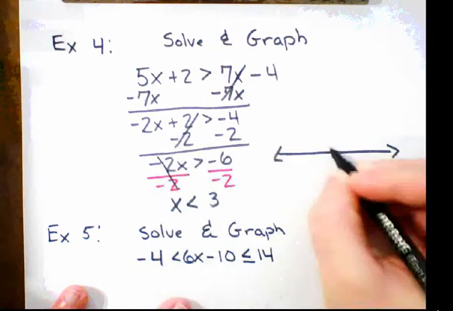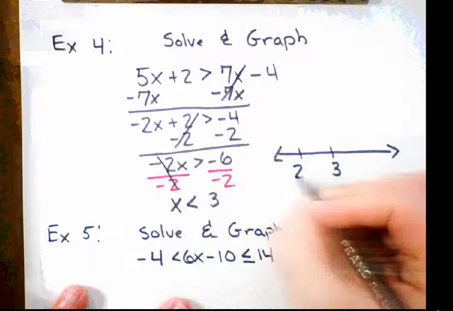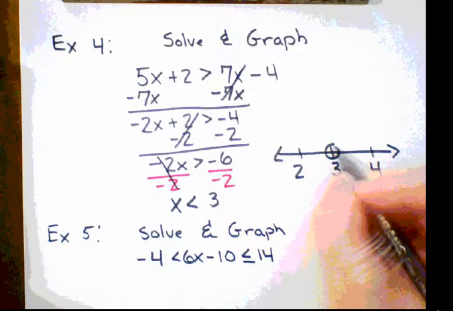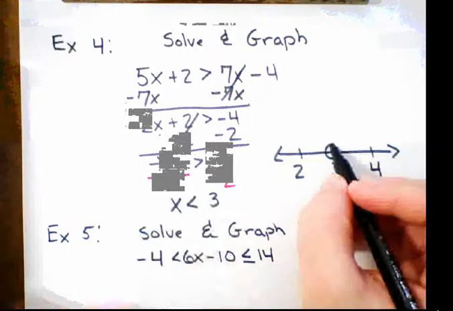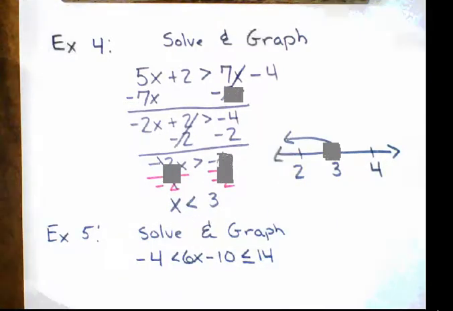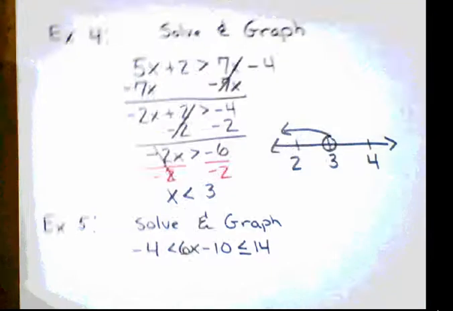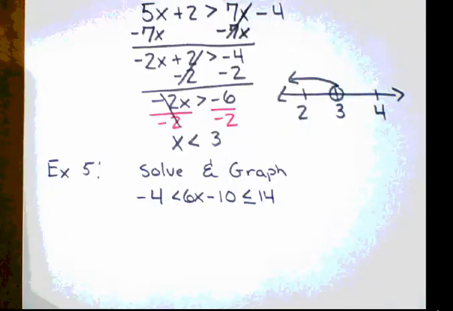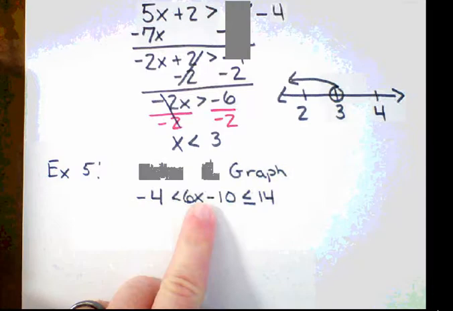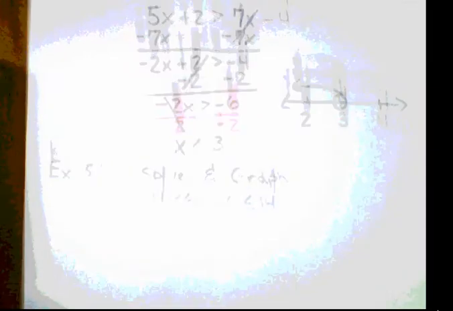So 3 is going to be in the middle, with 2 and 4 on either side, and it's an open circle at 3 because it does not have equal to, and it's less than, so it's going to be pointing to the left. Okay, number 5 is a compound. This is an AND compound, so our graph should be pointing towards each other when we get done solving.